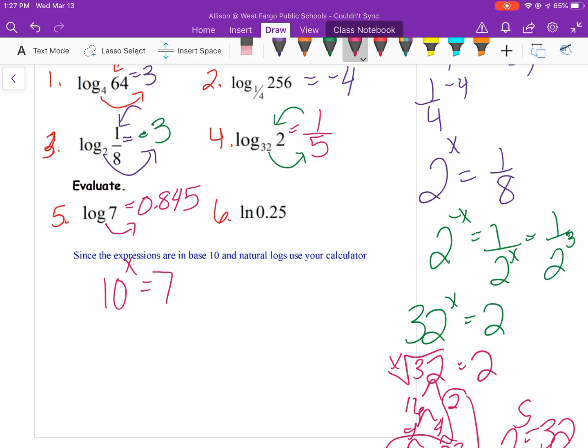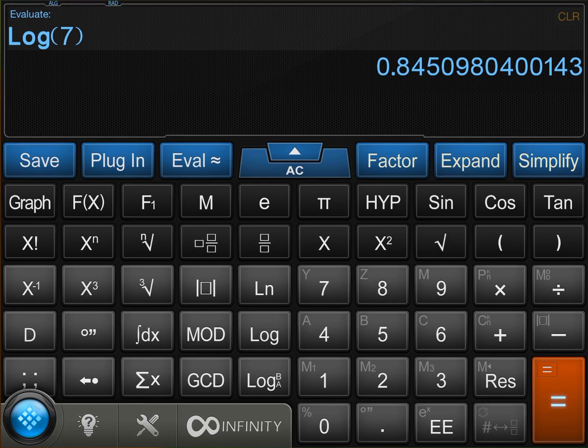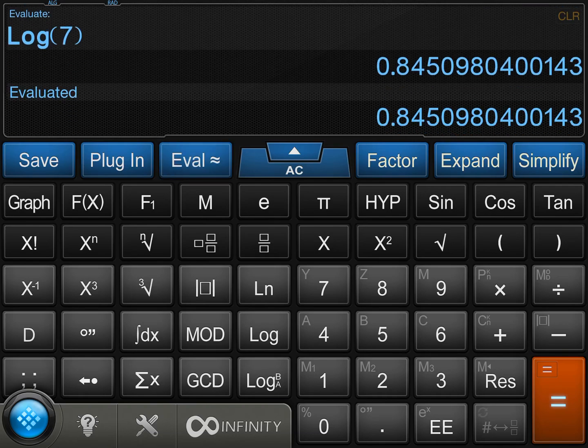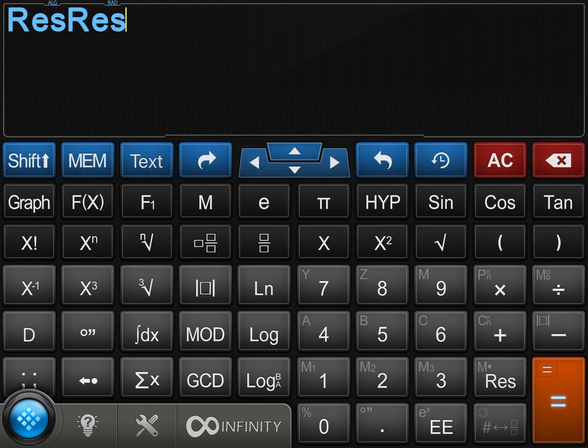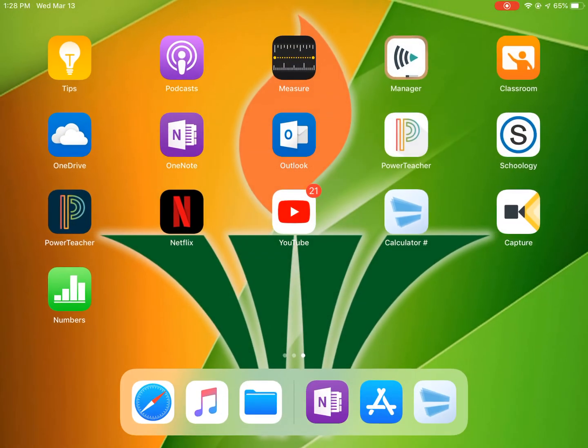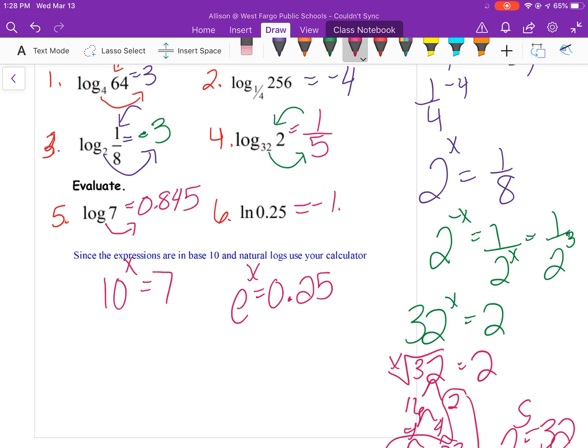And then the ln, this is really e to what power equals 1/4 or 0.25. So there's a button in the calculator, the natural log button, and you should be able to find it. Okay, there we go. ln right there, ln of 0.25 equals negative 1.39. Negative 1.39. There you go. So the bottom two are just in your calculator since you can't figure them out without a calculator.